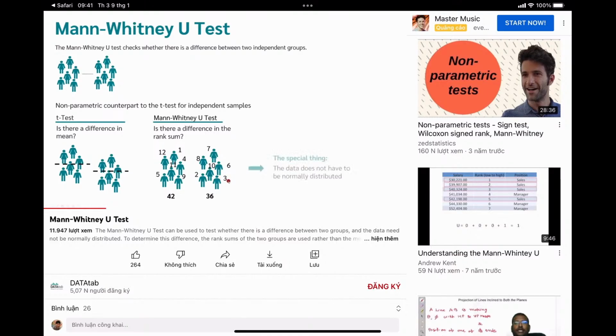The big advantage now is that if you don't look at the mean differences, but at the rank sum, the data doesn't have to be normally distributed. When using the Mann-Whitney U-test, the data doesn't have to satisfy any distribution form, and therefore it doesn't have to be normally distributed. In the t-test, however, the data must be normally distributed.